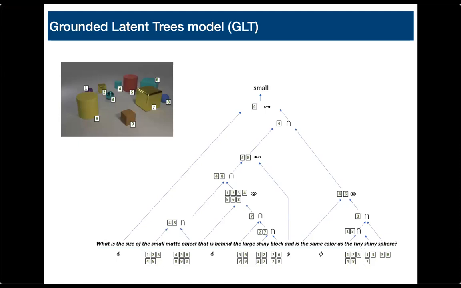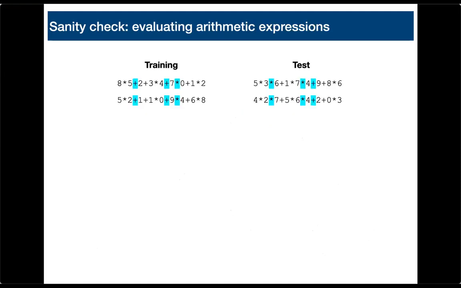One nice part about this is you don't only get the answer, you can also decode an approximation for the argmax tree, the most probable tree, which gives some interpretability, but of course it's a distribution. So let's see how this works.